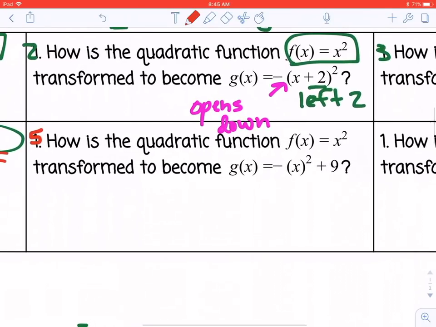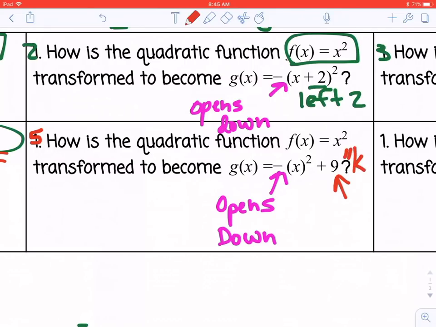Let's take a look. How is the quadratic function transformed to become g of x, which is negative x squared plus 9? The negative in the front is our a, and it makes it open down when it's negative. And then the plus 9 is our y value of our vertex, or the k we call it. And that does what it looks like, it moves up or down. Up is positive, so this one goes up 9 units.